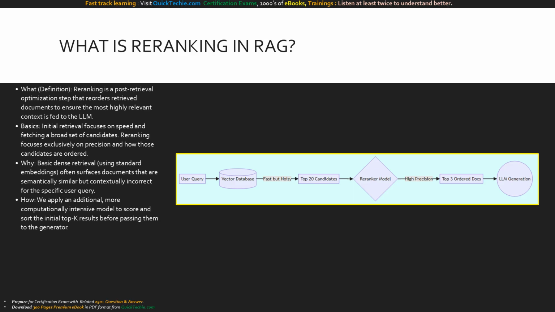Look at this flowchart to visualize the pipeline. On the left, our user query hits the vector database. The initial retrieval gives us our top 20 candidates. Notice the transition. This initial batch is fast but noisy. Instead of sending all 20 directly to the LLM, we insert our reranker model as a strict filter. It evaluates the batch, reorders it, and isolates the top 3 ordered docs with extreme precision. Only these top-tier documents are allowed to reach the final LLM generation phase.